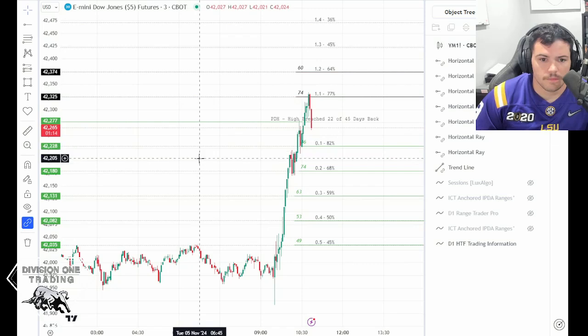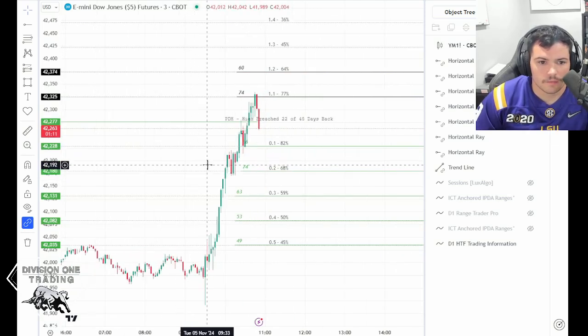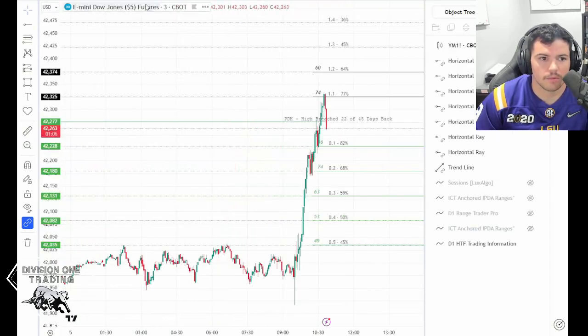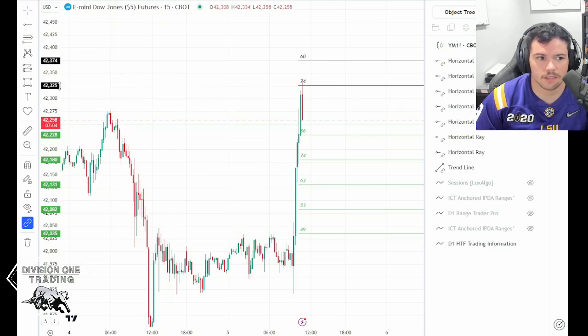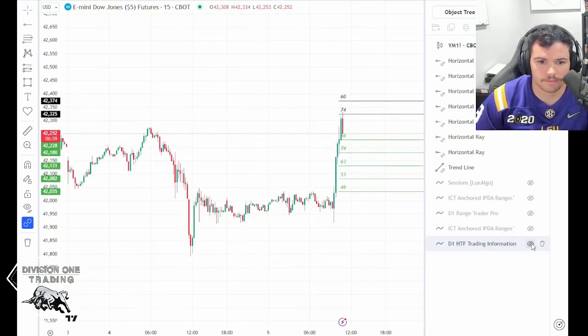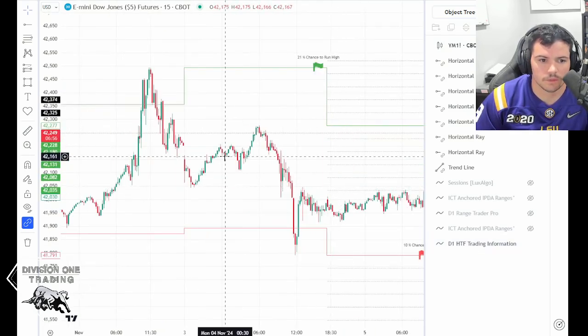Now, let's see here. We're seeing a similar setup here. Let's see if we can find a previous day that gave us classic setup number one. That truly is the easiest setup. Let's see here.